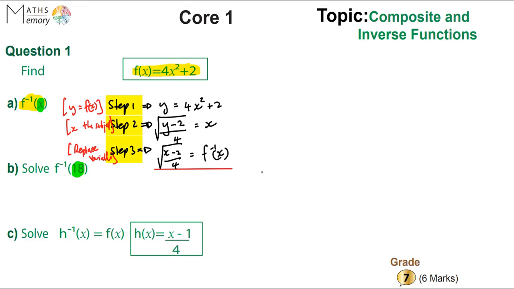So let's do this. We're going to do f minus 1 of 18. This is the square root of (18 minus 2) all over 4. And this would give us 18 minus 2 is 16. 16 divided by 4 is 4. Square root of 4 is simply 2. So that is the answer for part B. You plug in 18 into the inverse function, we get a value of 2 over here.